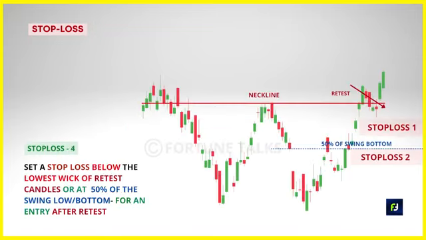And the last method is if you have entered after a retest. In this scenario, the stop loss can be placed just below the lowest wick of the group of retest candles, or you can be more conservative and place the stop loss at 50% of the distance between the swing low and the neckline of the pattern in order to save yourself from long wicks.